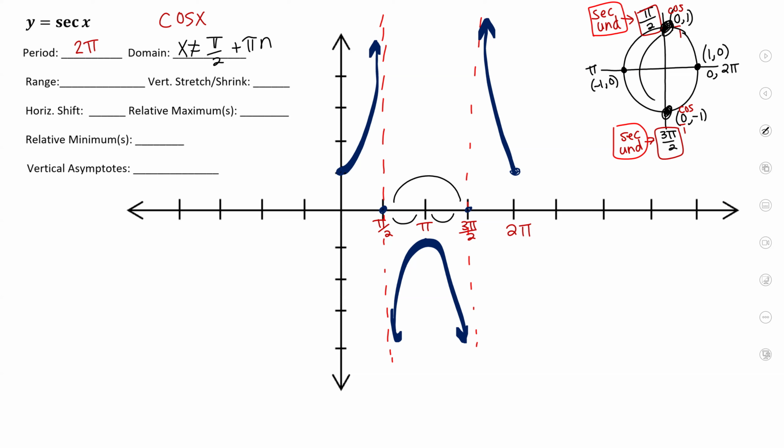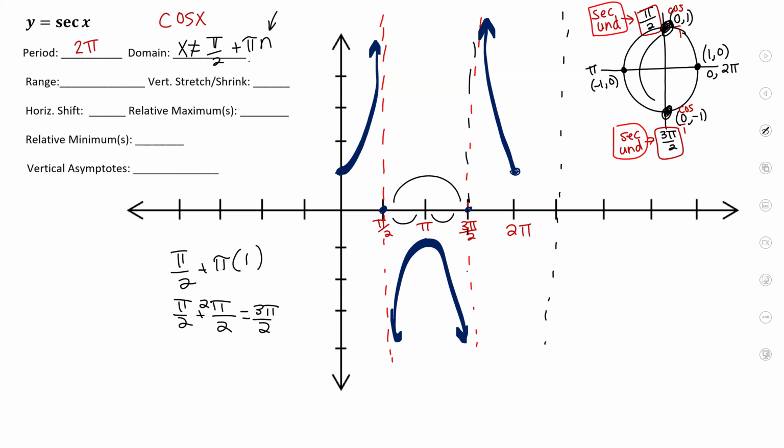Because I want to represent every asymptote, not just the first one, I need an n right here. So for example, let's use that equation, pi over 2 plus pi n. If I plug in a 1, this will be pi over 2 plus pi. Get the same denominator, so put this as a 2 and a 2. That's 3 pi over 2. That's where your next asymptote is. If you plug in a 2, this will become 2 pi. Get the same denominator, that'll be a 4. This will be 5 pi over 2. Then this is your next asymptote.